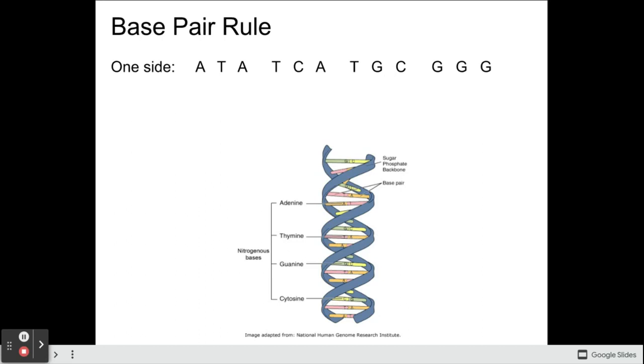So when we look at the base pairing rule, if we had one side of the DNA molecule that said ATA, TCA, TGC, and GGG, then the other side of the molecule, the other spiral that would be stuck to it through hydrogen bonds, would be the complement. And that would mean it would be TAT, AGT, ACG, and CCC, because A always bonds with T and G always bonds with C. So this is how they would always pair up.